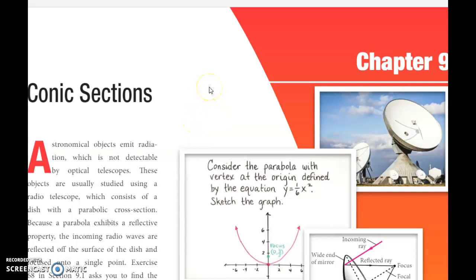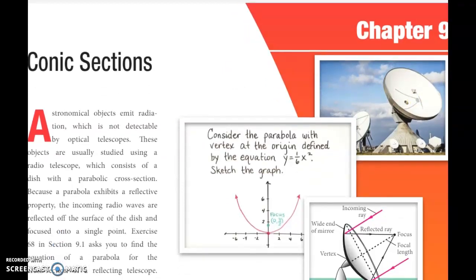So this is the chapter on conic sections, and I'm going to do sections 9.1, 9.2, and 9.3, which are about parabolas, ellipses, circles, and hyperbolas. And it's just the introductory page. And the very first word, I like that, astronomical, because I love astronomy, I teach it, and it's great.